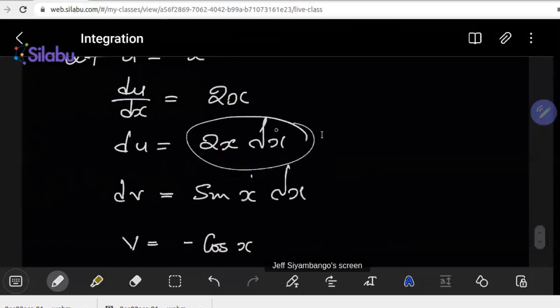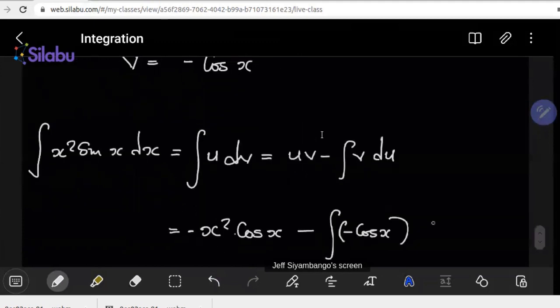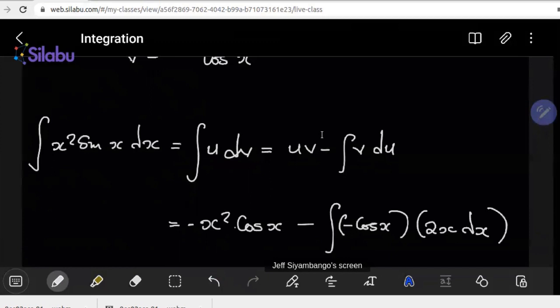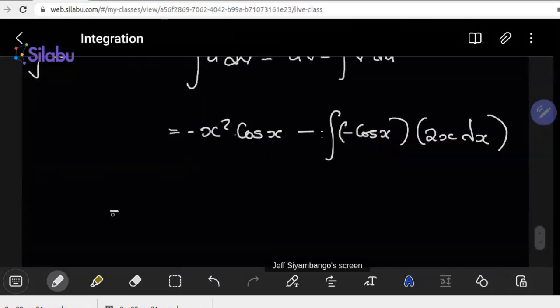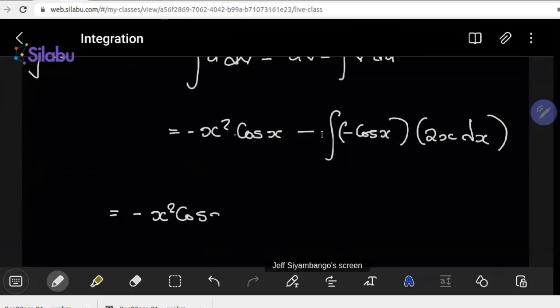You see that the derivative du here is not a constant. The derivative of u was not a constant, which I think fits what you were asking there. The derivative there came out as 2x dx. Is this what you're trying to give us? Yes. Okay, great. So we see that this is now minus x squared cos x.